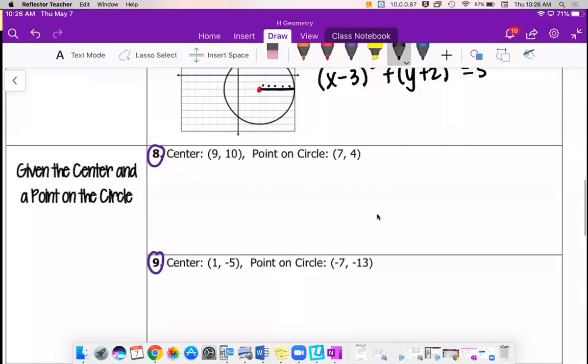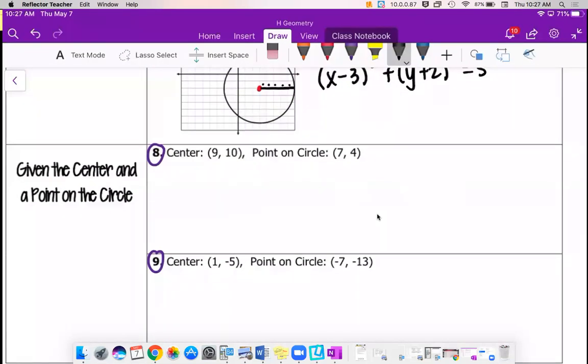So this says, if I'm given the center and a point on the edge of the circle, how do I find the equation of that? Okay, so let's just write what we know. So we know at this point, this is gonna be x minus 9 squared plus y minus 10 squared equals the radius squared. Now the next thing that we have to do is we just have to figure out what the radius squared is so that we can actually write the equation for this.